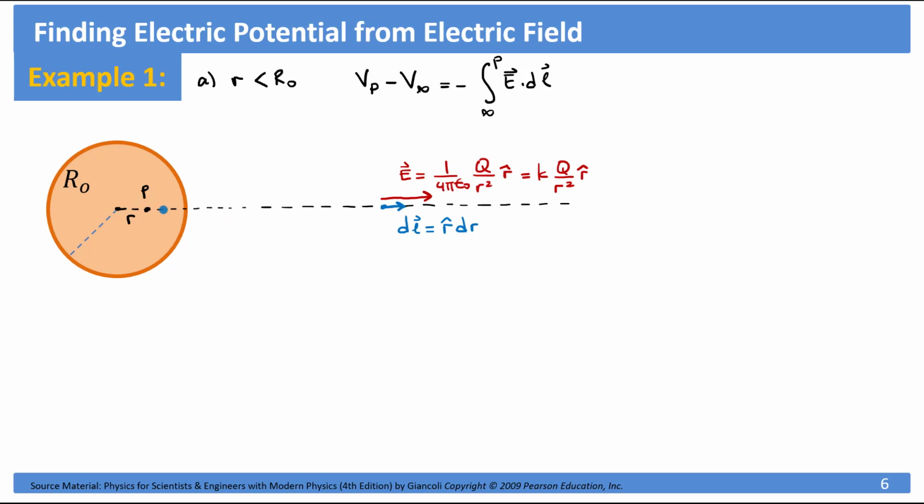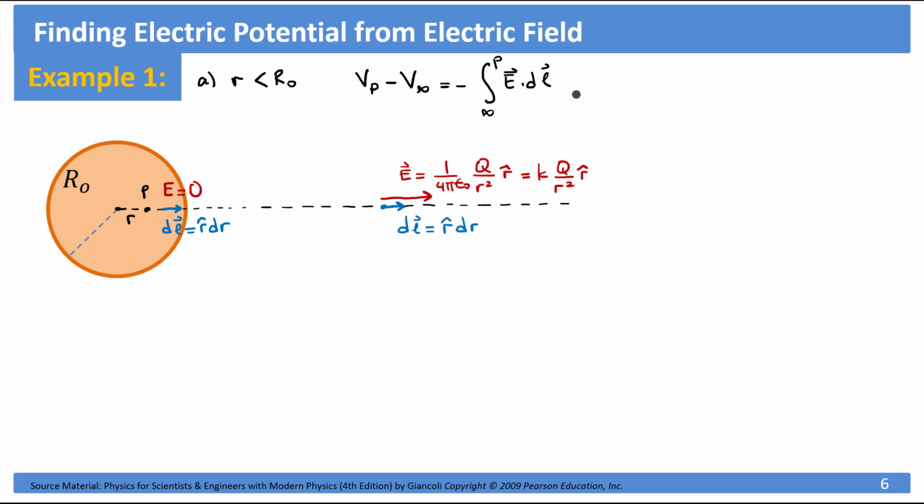Inside, however, the dl vector is still the same, r hat dr, but the electric field inside is 0. So you see, while we are coming from infinity to point P, we actually go through two distinct regions where the electric field in one of them is kq over r squared, and in the other it is 0.